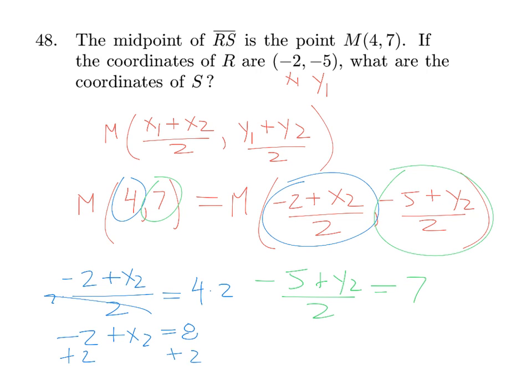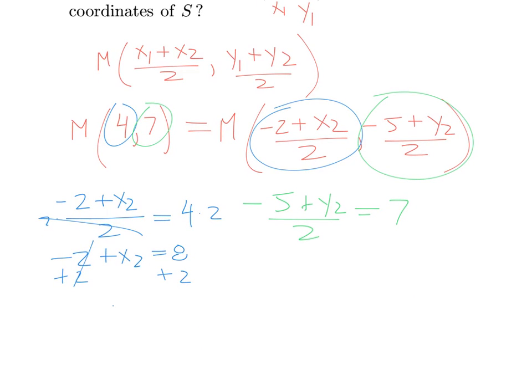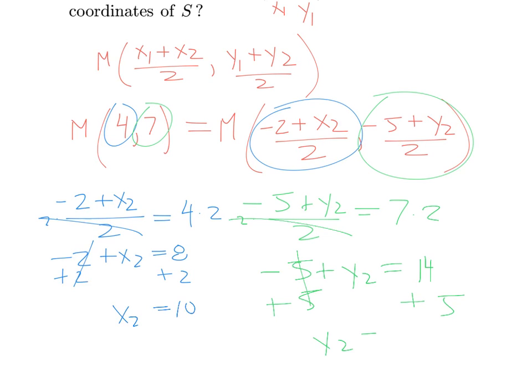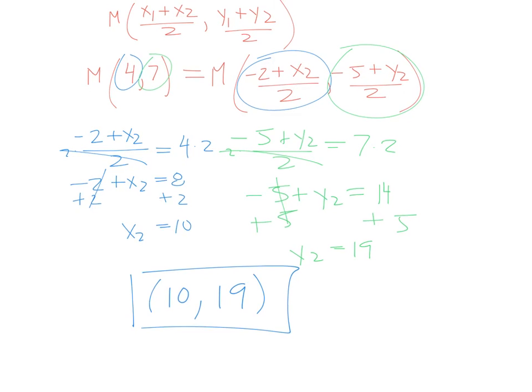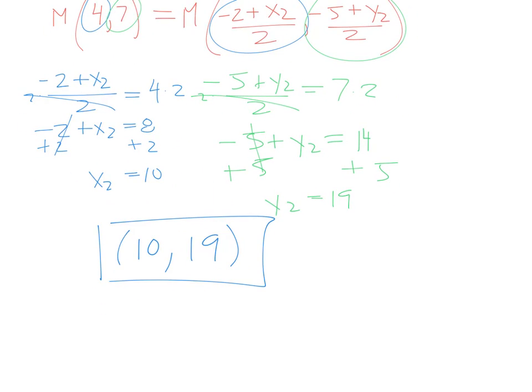Add 2. So I have x sub 2 is equal to 10. For the next one, I'll multiply by 2 on both sides. So I have negative 5 plus y sub 2 is equal to 14. Add 5. And I get y sub 2 is equal to 19. So I end up with 10, 19. Done. And that would be point S.